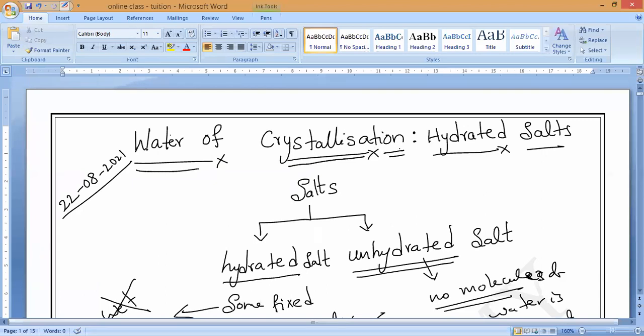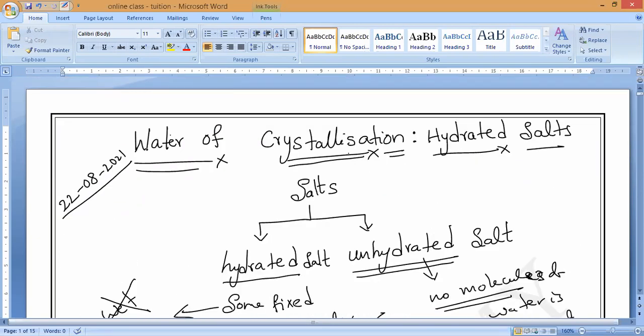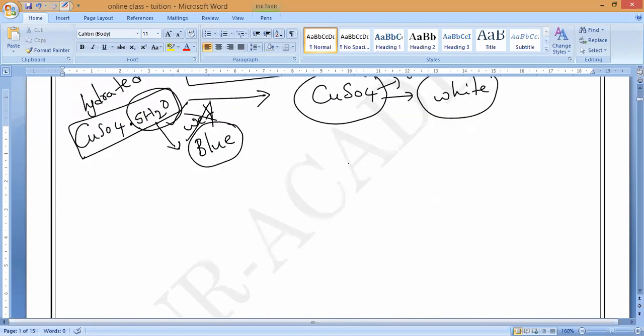Some salts contain a few water molecules, which are an essential part of their crystal structure. Why is this water of crystallization present, sir? Because only when they contain these water molecules do they get a crystal structure. If not, they will convert into powder form. That is the reason we say water of crystallization.